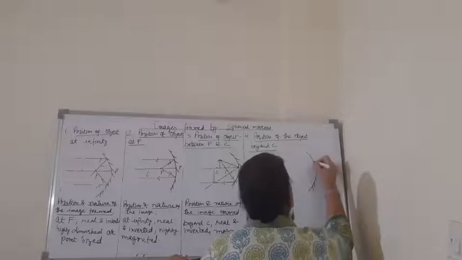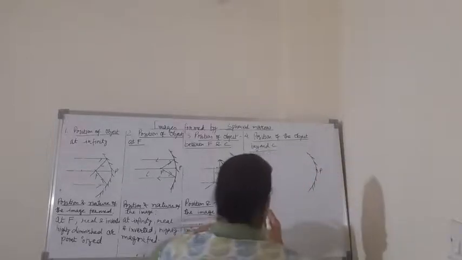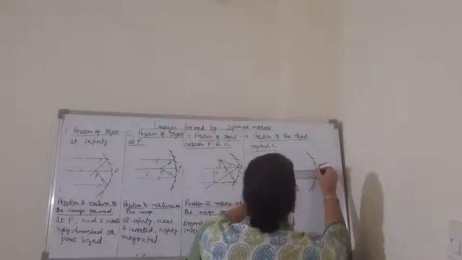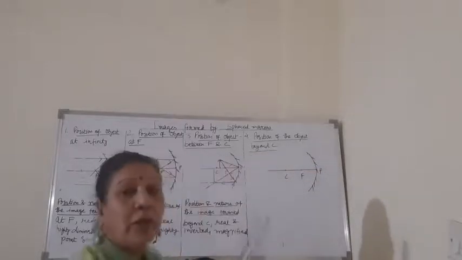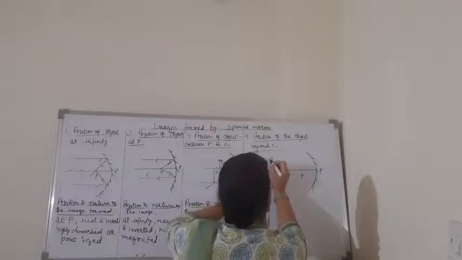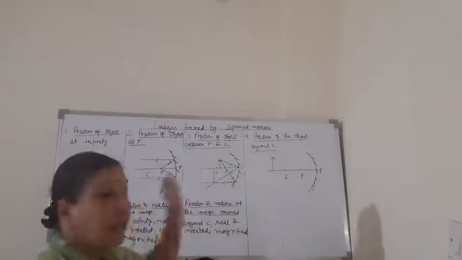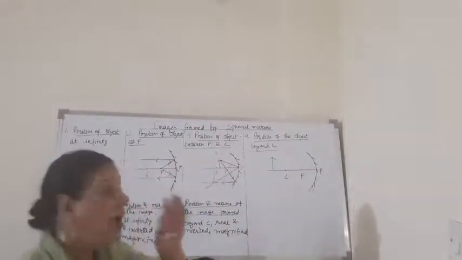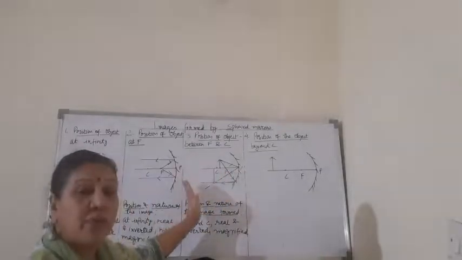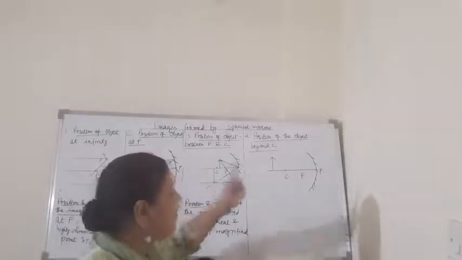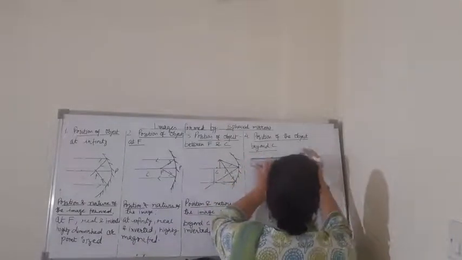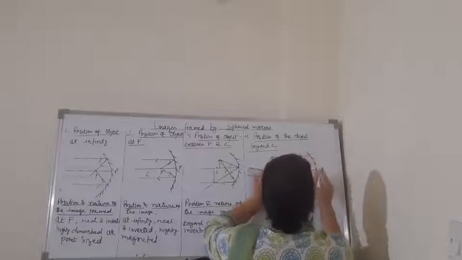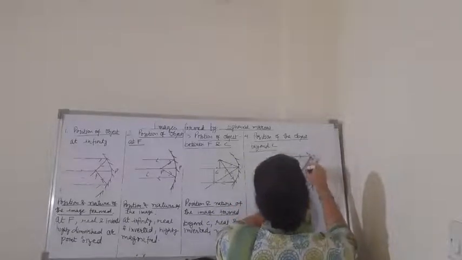So here we have the concave mirror. P is the pole. This is the principal axis. Say this is C and this is F. Now we're talking about the fourth case where the object is beyond C. So the object is somewhere here beyond C. Just remember, when the object is between C and F, the image was beyond C. So now you remember that when the object is beyond C, the image will be formed between F and C. So one ray goes like this, parallel to the principal axis, and goes through F.